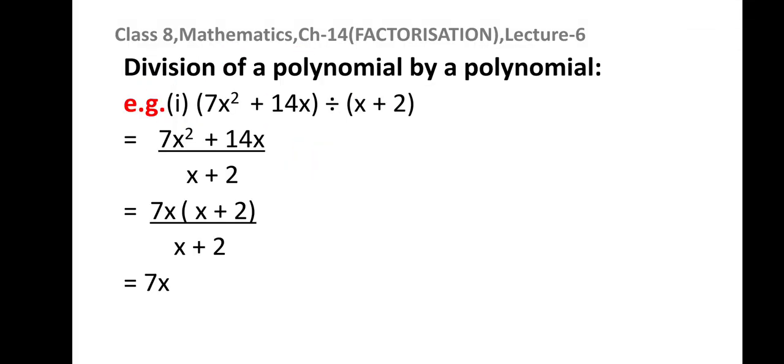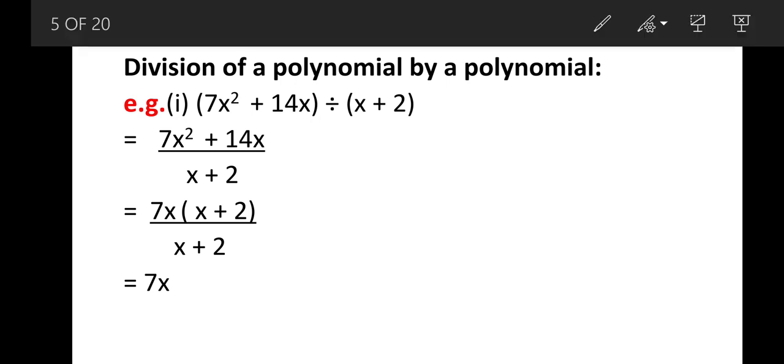Now, division of a polynomial by a polynomial. I am taking two examples. I need to divide this polynomial, that is 7x square plus 14x, by x plus 2. As I told you earlier also, while dividing algebraic expressions, we need to factorize the expressions and then cancel out the common term, and then you will be able to get the answer.